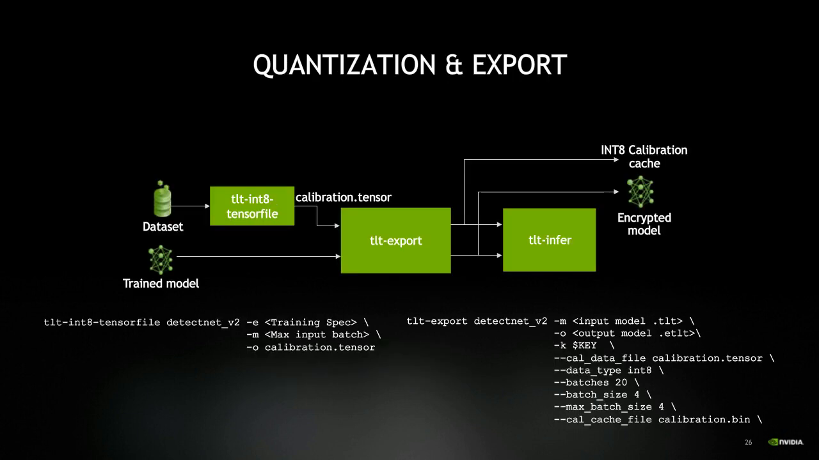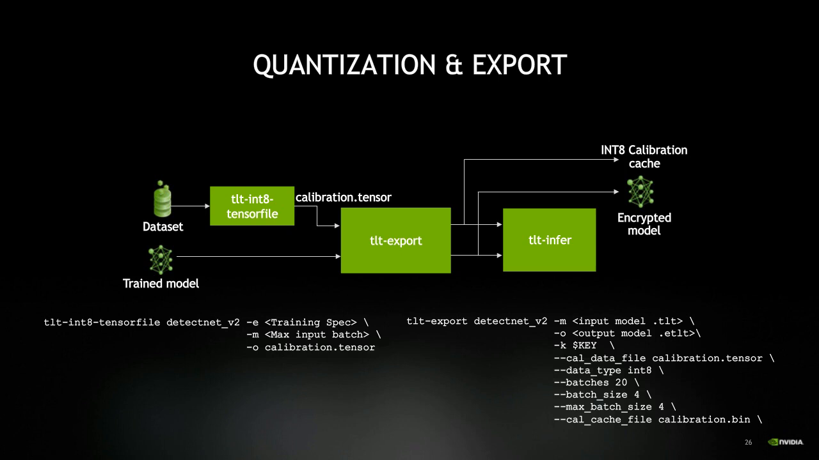The last steps in our training process are quantization and model export. In quantization, the floating point weights are quantized to INT8 to run inference at a lower precision. This speeds up the inference time. We provide several methods in TLT to quantize. You can quantize post-training or do quantization aware training, or QAT, which we covered in the earlier section of the webinar.